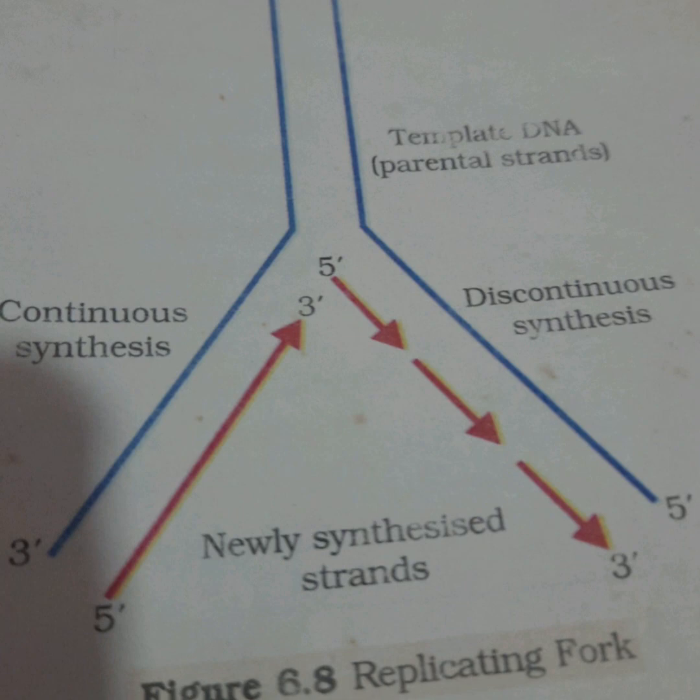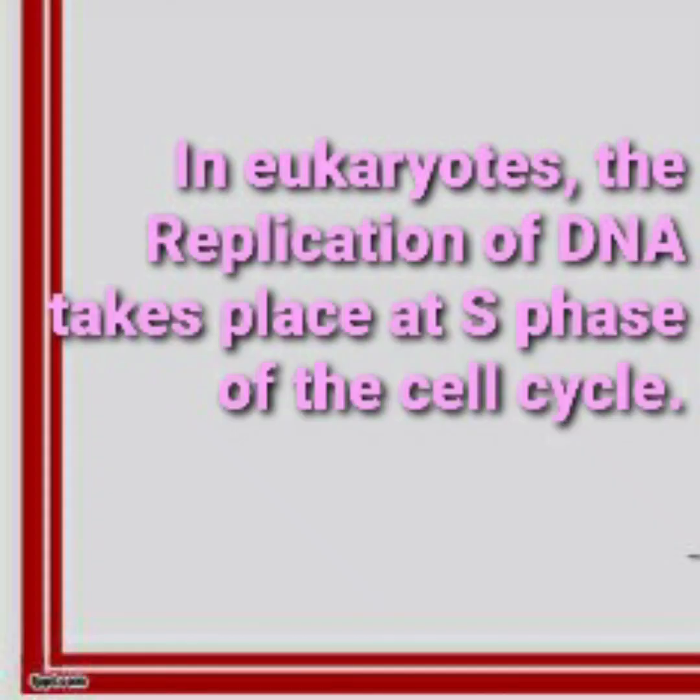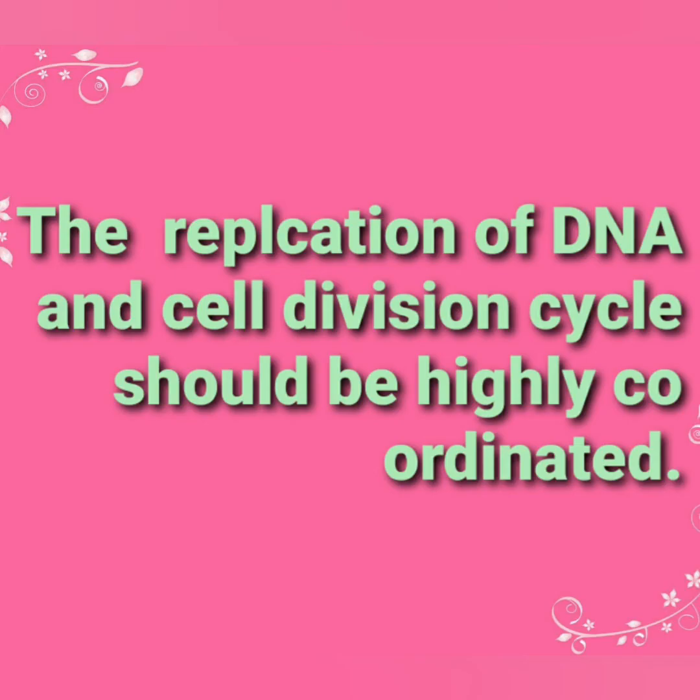Here you can see the template DNA, continuous and discontinuous strands. Everything is explained in this replication fork diagram. In eukaryotes, the replication of DNA takes place at S phase of the cell cycle, and the replication of DNA and cell division cycle should be highly coordinated.